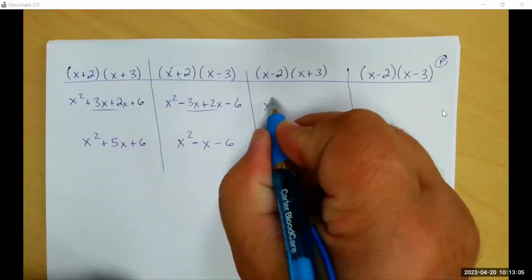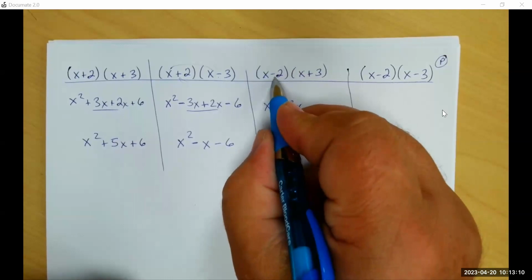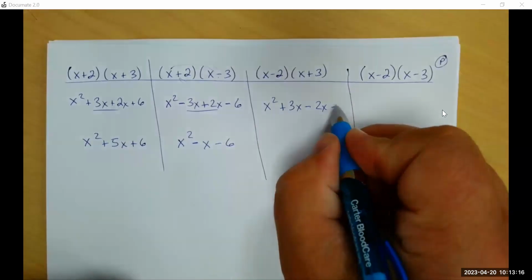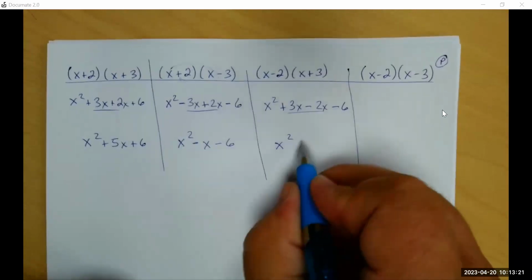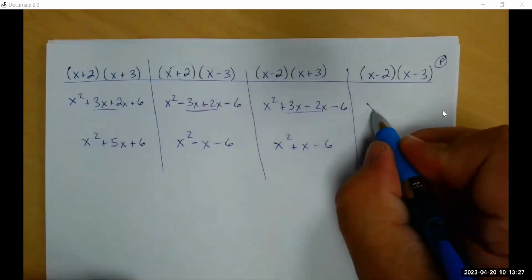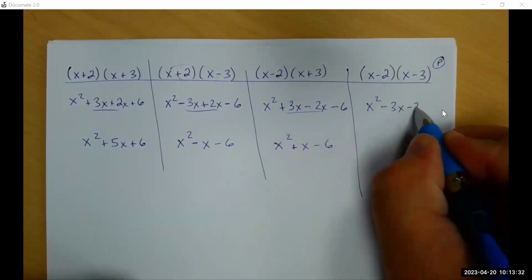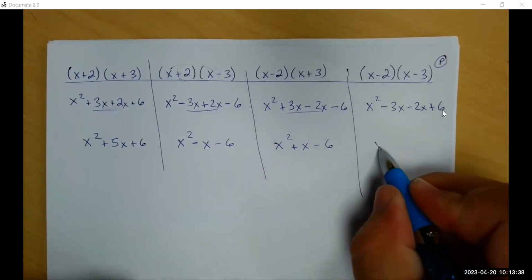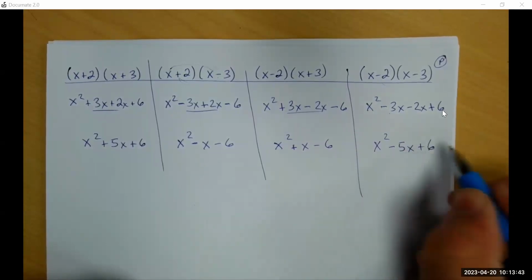X times x is x squared. Positive and positive is positive. X times 3 is 3x. Negative times positive is negative. 2 times x. Negative 6. So we have x squared, 3 minus 2, 3 is bigger. And then the last one. X squared, negative 3x. Negative 2x. Negative times negative is positive. 2 times 3 is 6. Negative 3, negative 2 is negative 5.